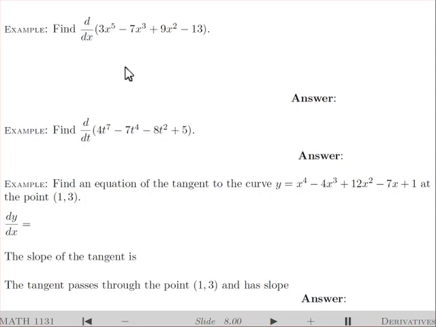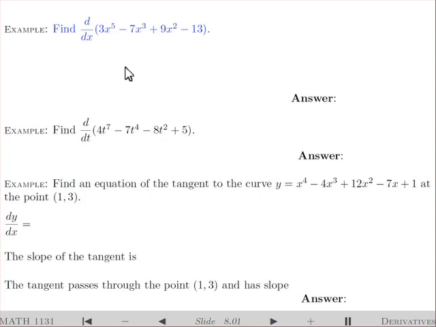Any polynomial when written in standard form is a sum of terms, each of which is a constant coefficient times some power. So for example, the polynomial here is 3x^5 minus 7x^3 plus 9x^2 minus 13.